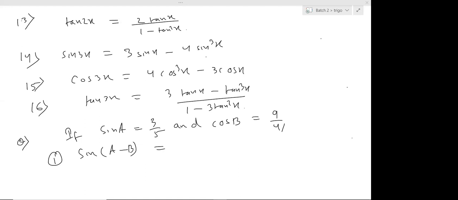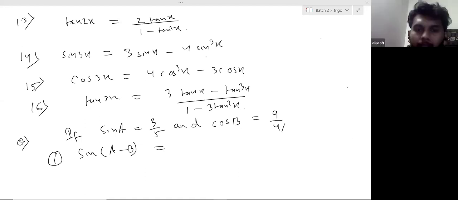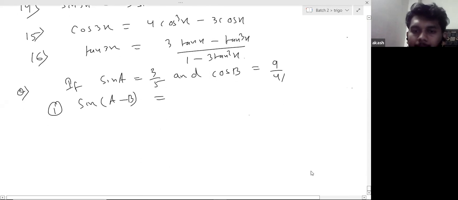All right, have you solved this? Rahman, Shaifullah, Mazia. What is sine A minus B? Sine A minus B is sine A cos B minus cos A sine B, right?